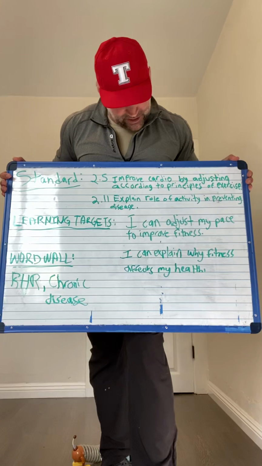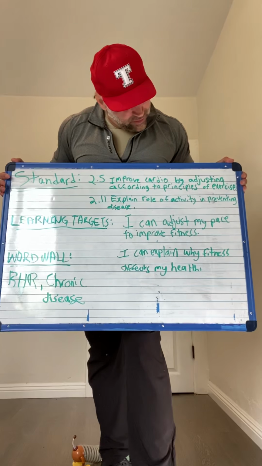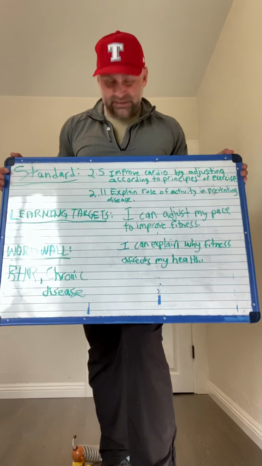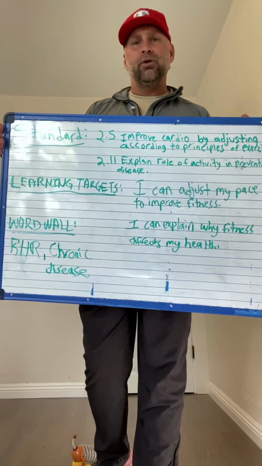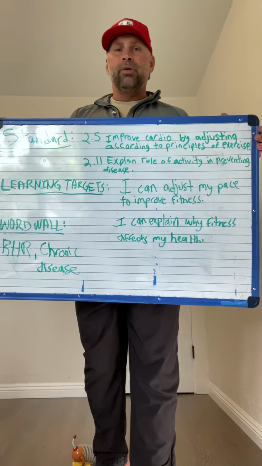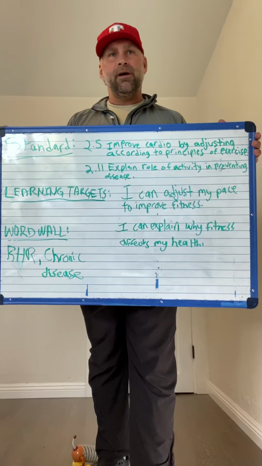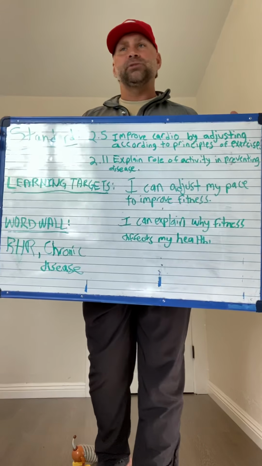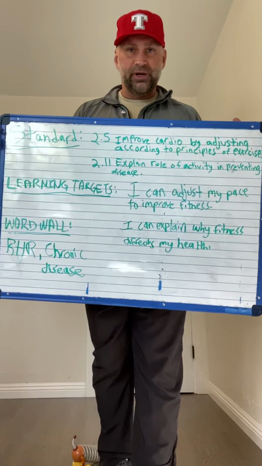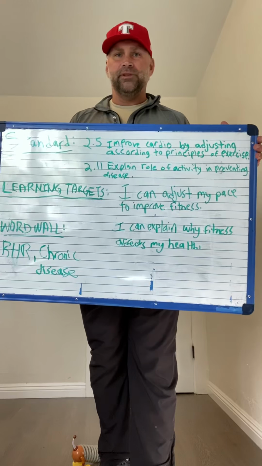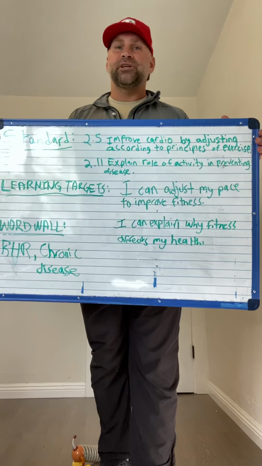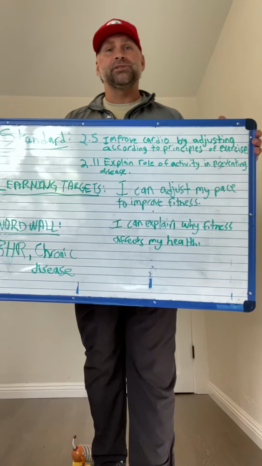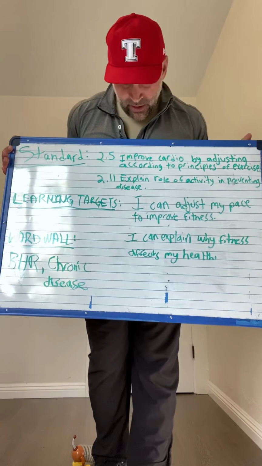Standard 2.11, explain the role of activity in preventing disease. That's going to be part of the PowerPoint. I'm going to go over it really quickly right now, but I talked the other day about the benefits of what happens when you work out, muscle strength and endurance. I'm going to talk today about what the benefits are of actually exercising your heart, which is the most important muscle in your body, some people would say.